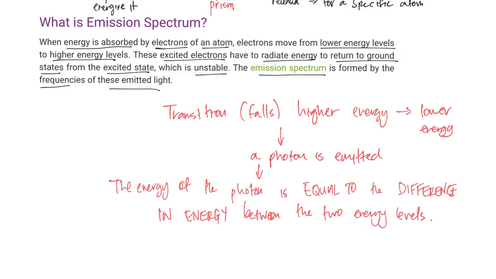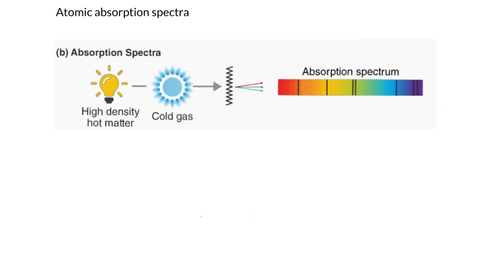We also know that no 2 elements have the same line emission spectrum. The line emission spectrum of an element is like a fingerprint of that element. So often we find that astronomers are able to analyze light coming from distant stars and then identify the different elements that are found in those kind of stars.